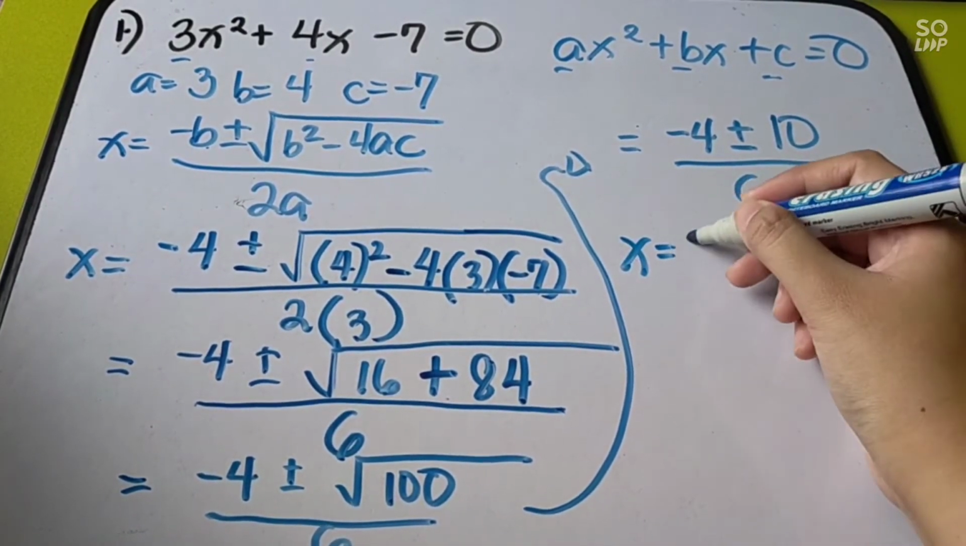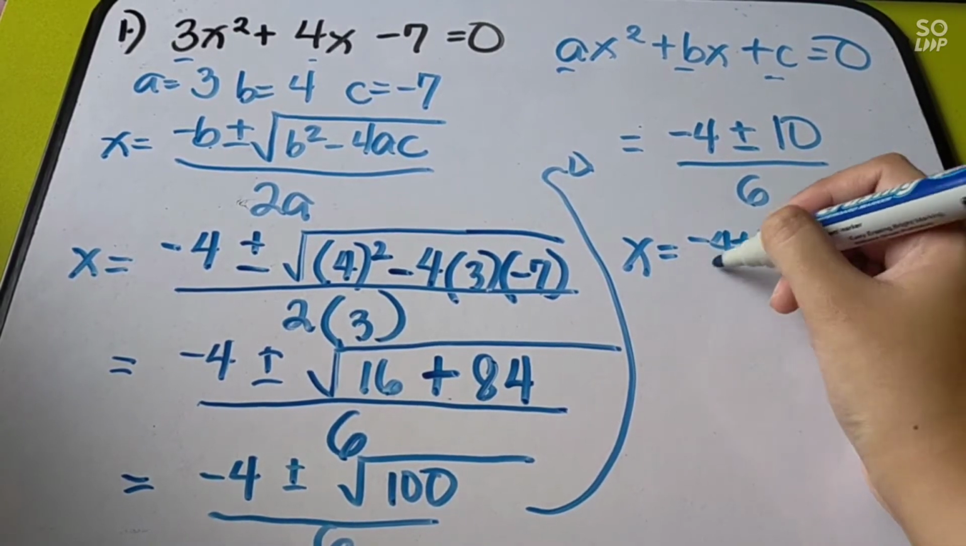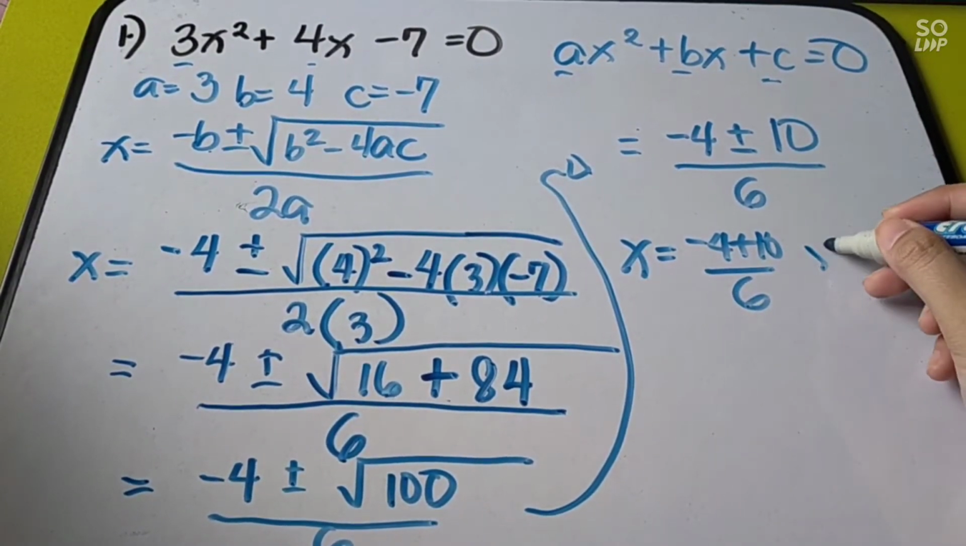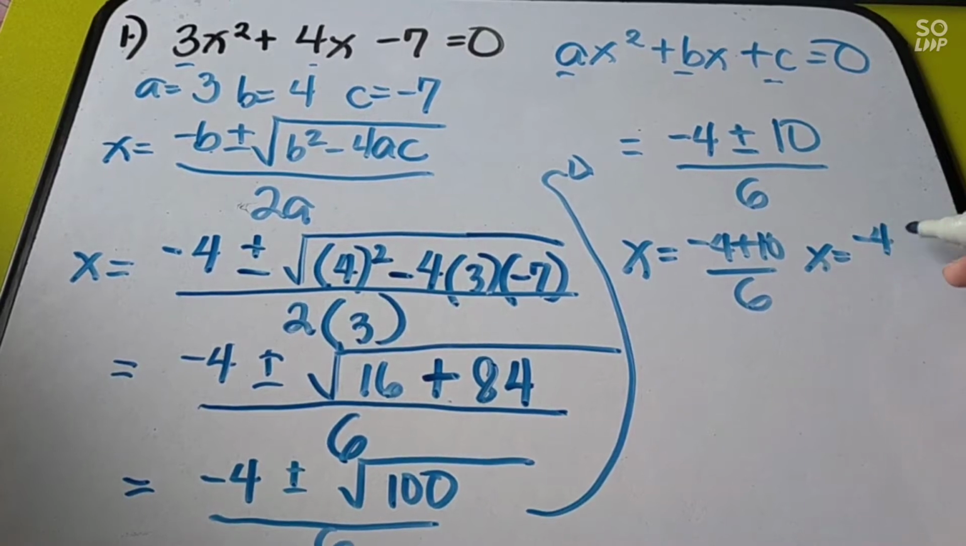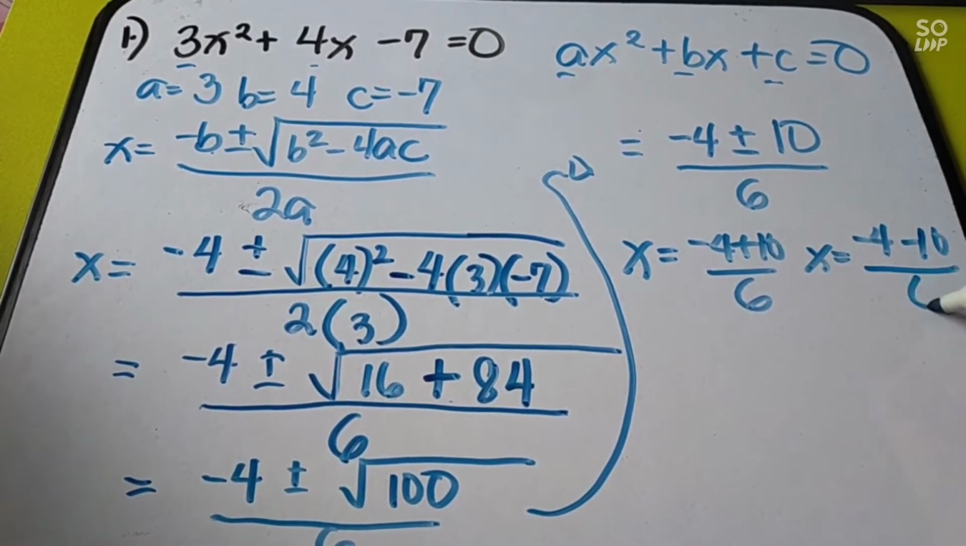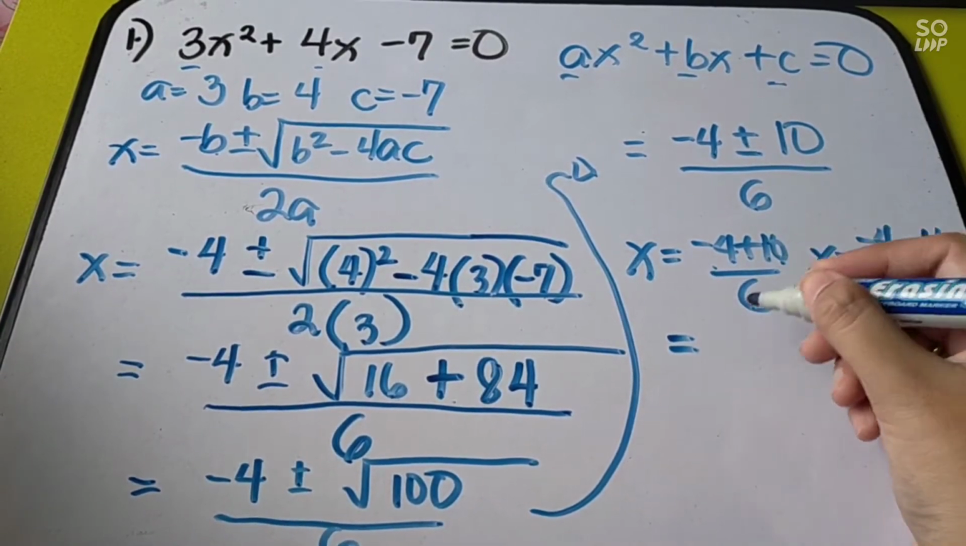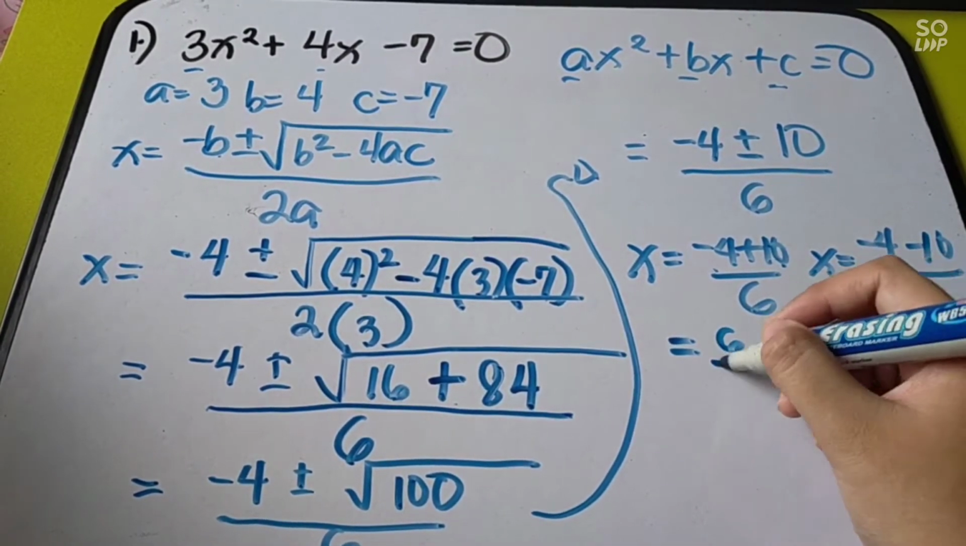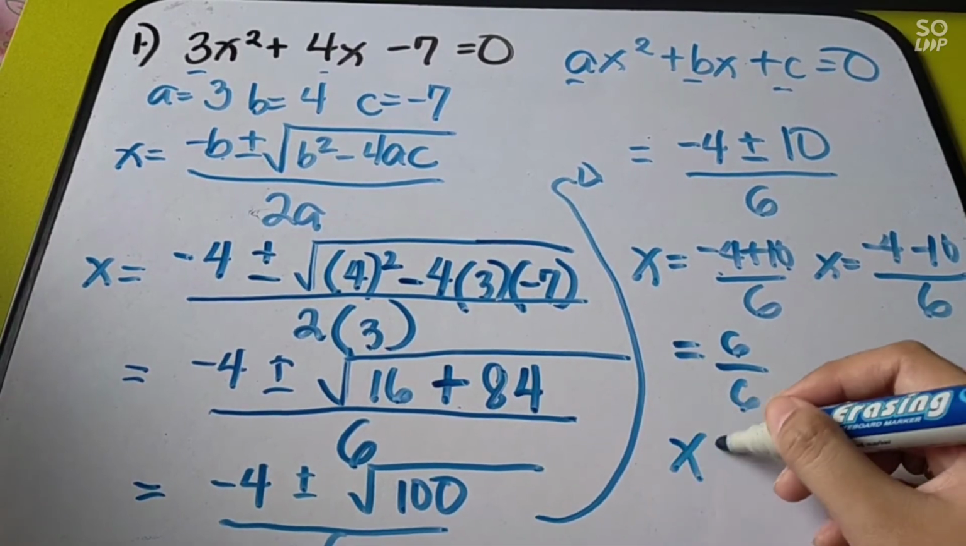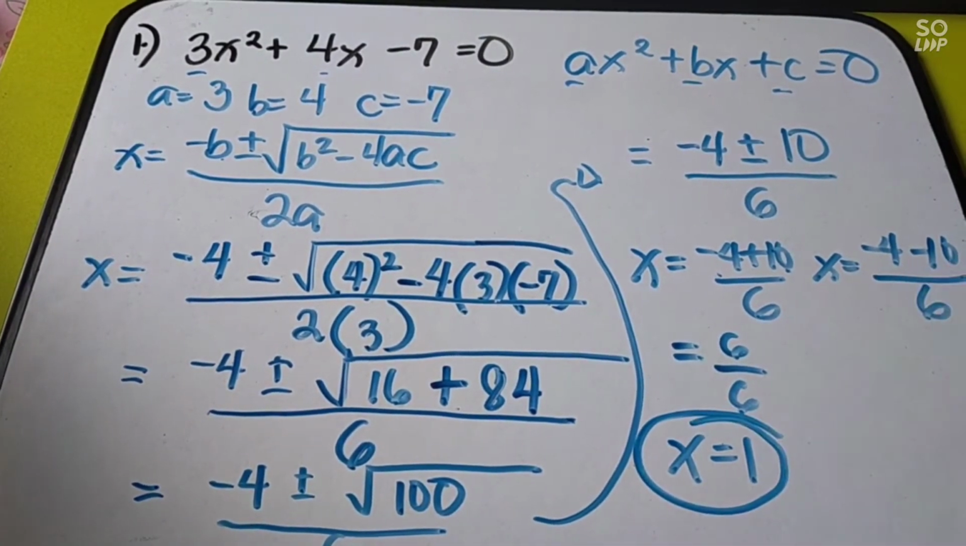Afterwards, paghihiwalay natin si plus at saka si minus. So, x is equals negative 4 plus 10 over 6. Yung isa naman ay x is equals to negative 4 minus 10 over 6. Then, simplify. It is equal to negative 4 plus 10. The answer is positive 6. 6 divided 6, x is equals to 1. So, that is your first x.